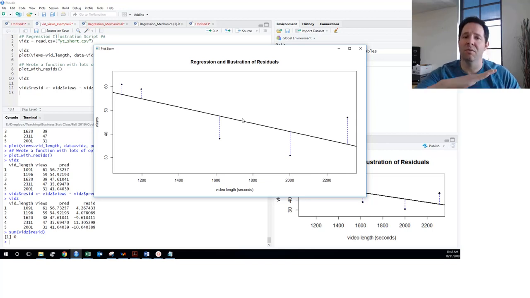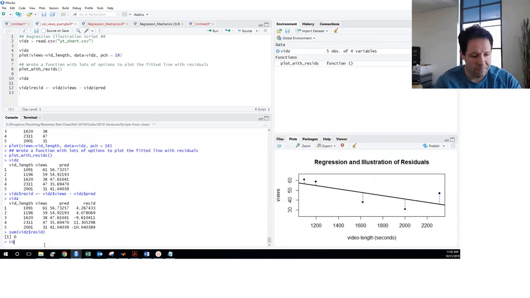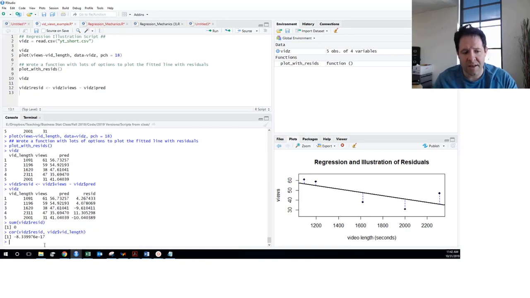And if we just move the regression line upward, that will fit them better. There's another kind of restriction we'll talk about once we get to the slides: the covariance, or really correlation, between the residuals and the x variable, video length, also equals 0. You can see that's a very tiny number that rounds to 0.